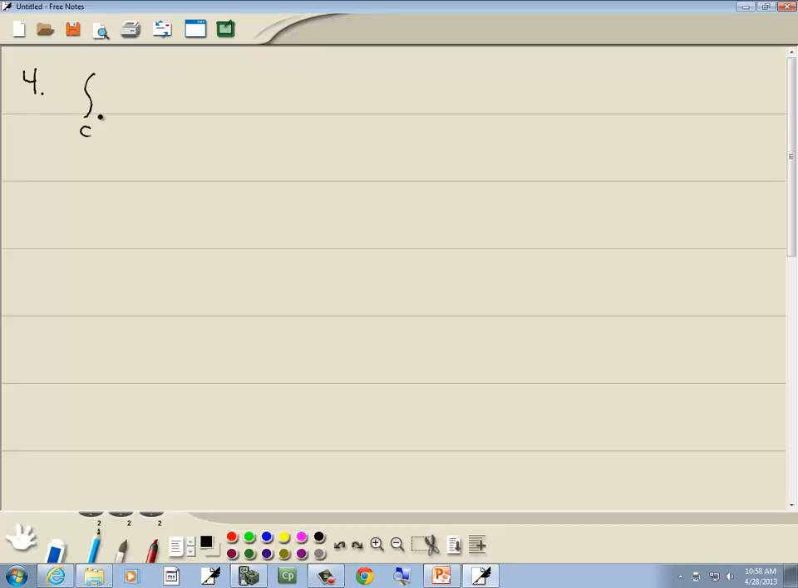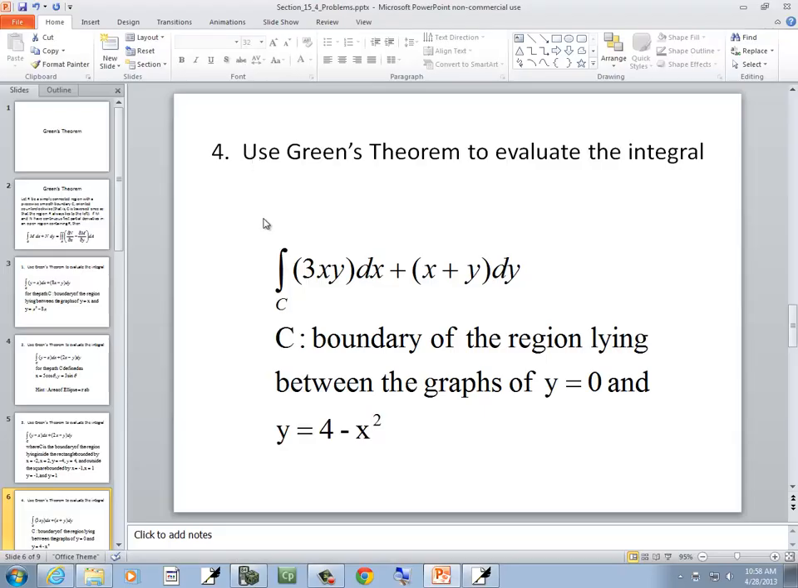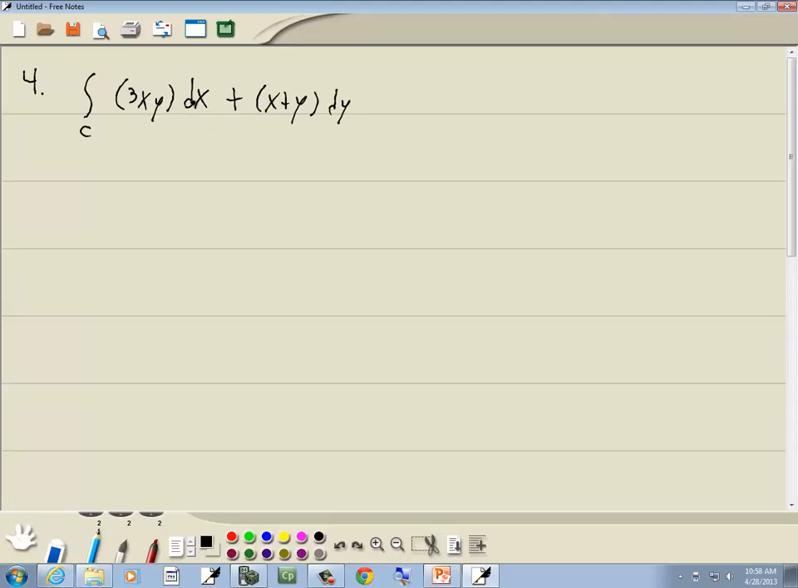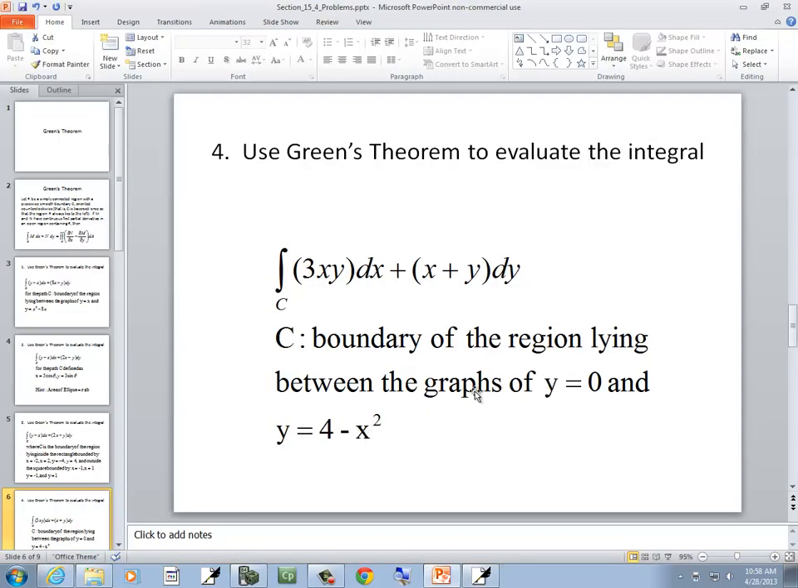Okay, so we got 3xy dx plus (x plus y) dy, and it's a pretty good bet this is not going to give us 1, and even if it did, finding the area of this may not be that simple.